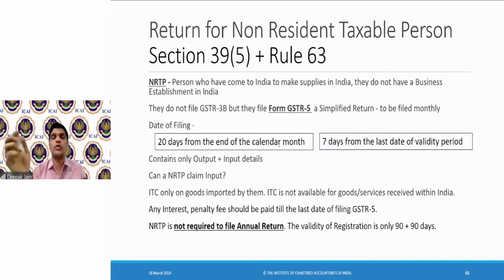So March's return he will file by 12th April, and April's return also, for those 5 days, he will file by the 12th of April. That is what it is saying: date of filing will be 20 days from the end of the calendar month or 7 days from the last date of validity period, whichever is earlier. Got it? Yes, Mayur, you got it correctly.